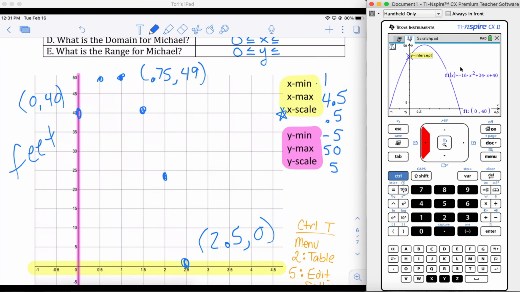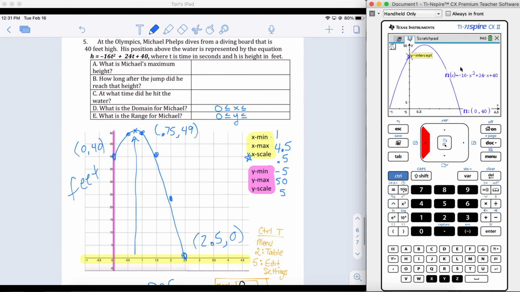Okay. All right, so even though you can't see it, that maximum point is actually right here. He's right halfway between 0.5 and 1. So I want to make sure that my graph goes up and hits that (0.75, 49), okay? All right, we're ready to answer our questions. Maximum height for Michael is going to be that 49 number right here. Our units are feet, so 49 feet. How long after the jump did they reach that height? That's the time part, so that's my x part, 0.75 seconds.